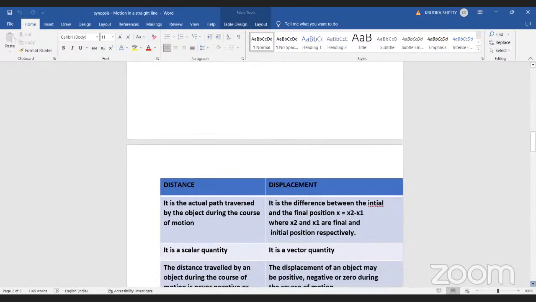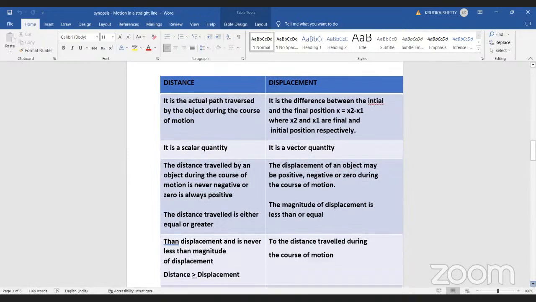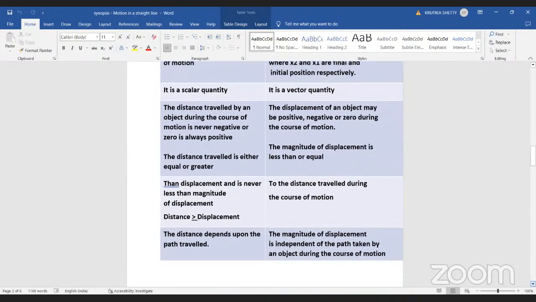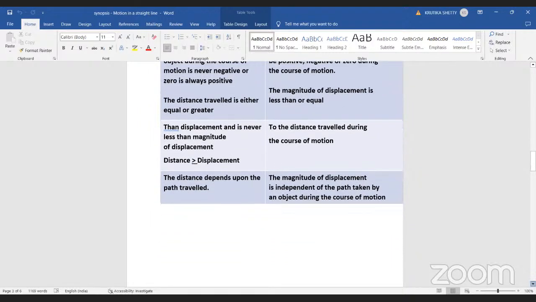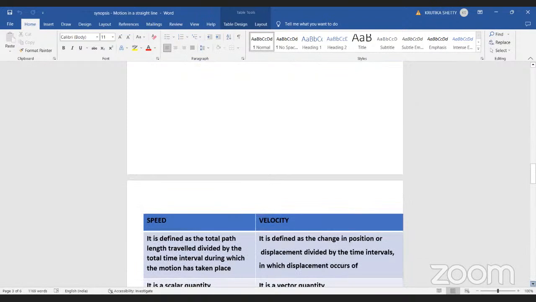So here we have the difference table. Whatever we have discussed, the same is here. Let us not see that again. Let us go for the next point: speed and velocity.